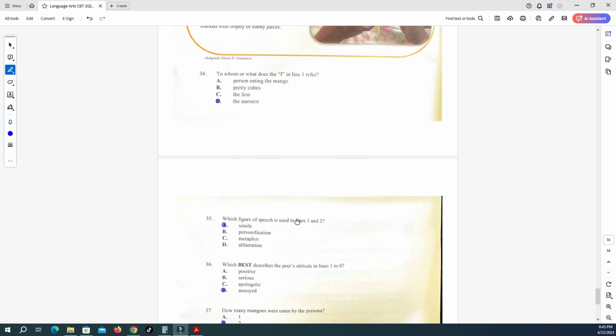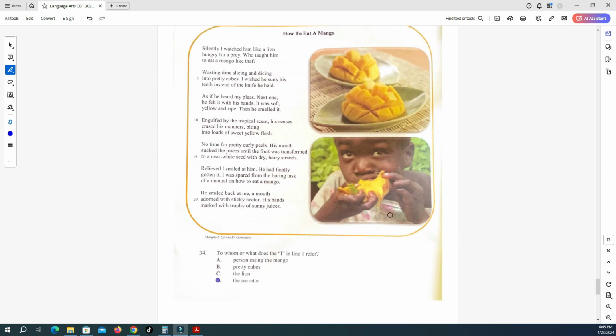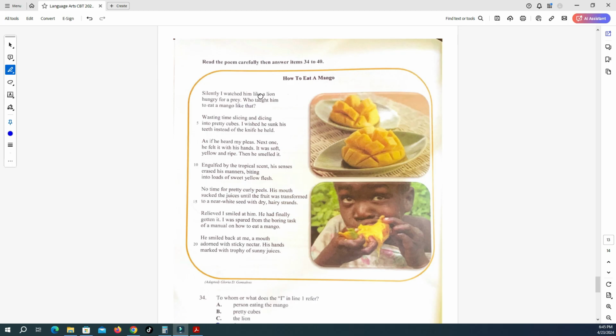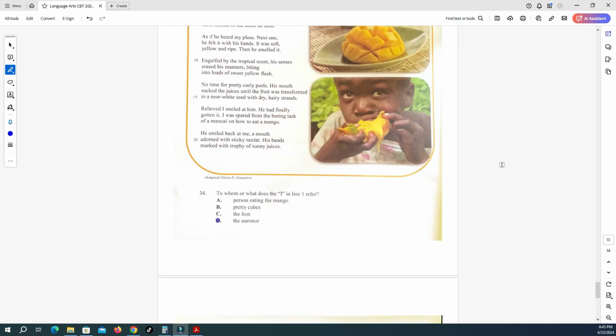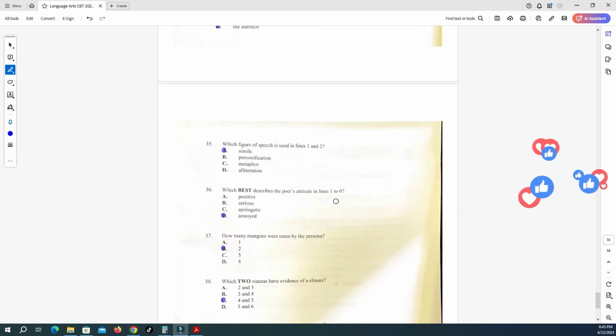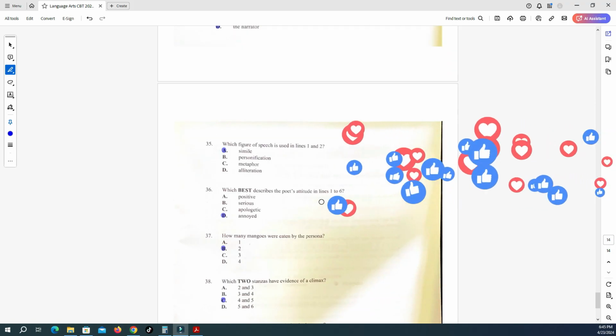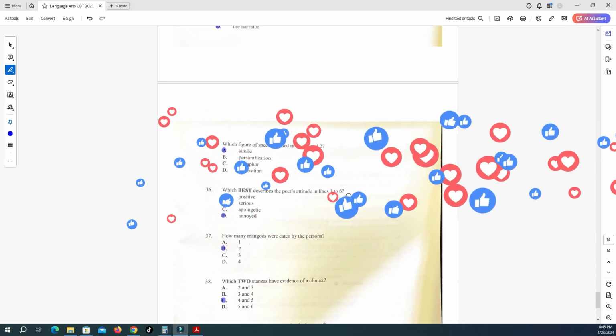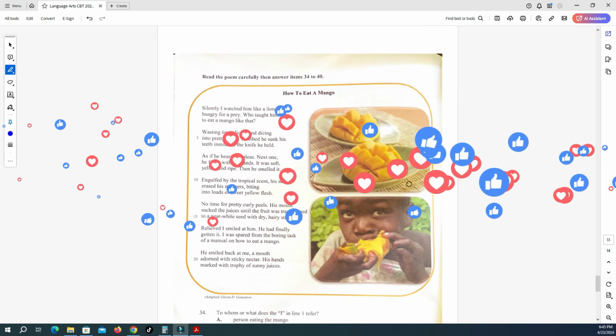35. Which figure of speech is used in lines 1 and 2? So this is line 1 and 2. I got "silently I watched him like a lion." So I think it's simile. I don't know. So let's see what you choose. I chose simile.